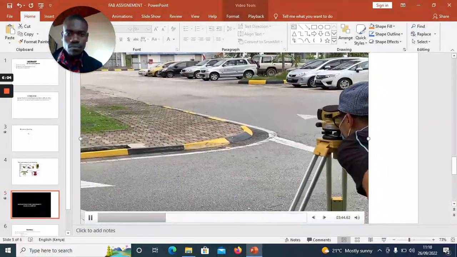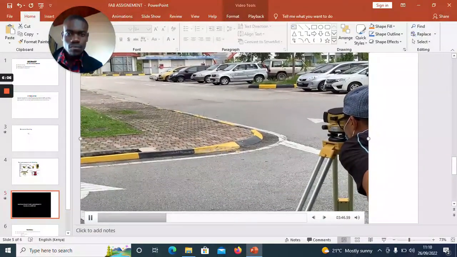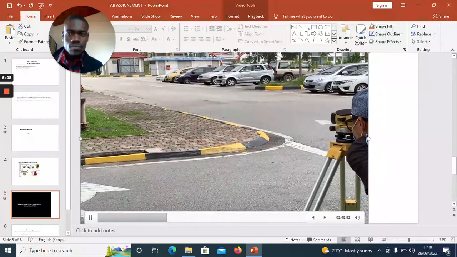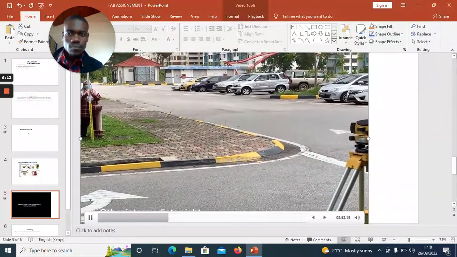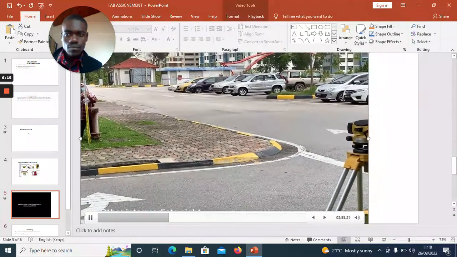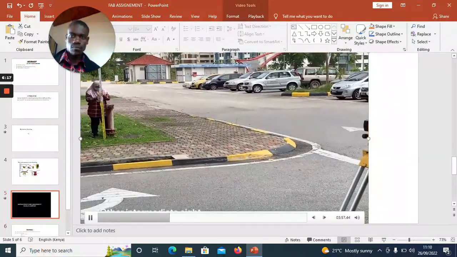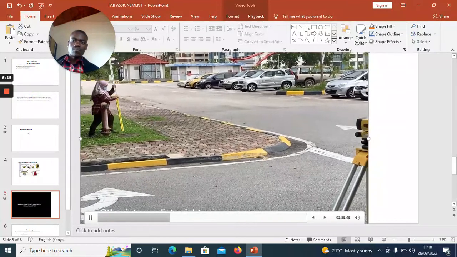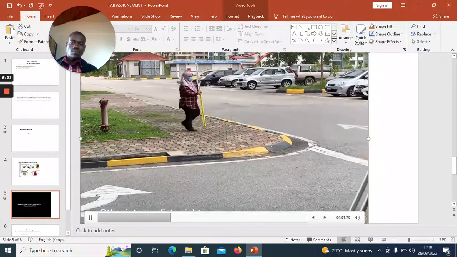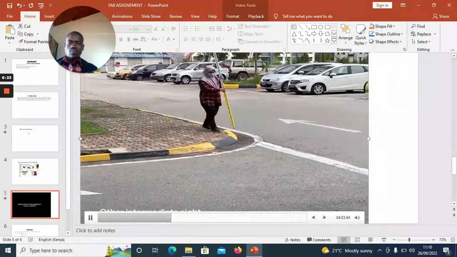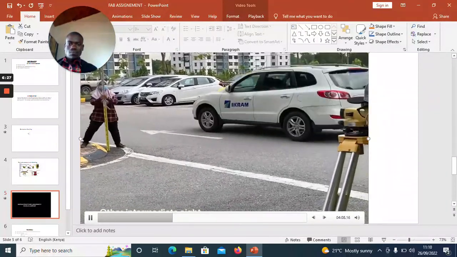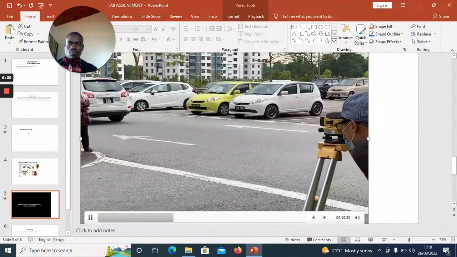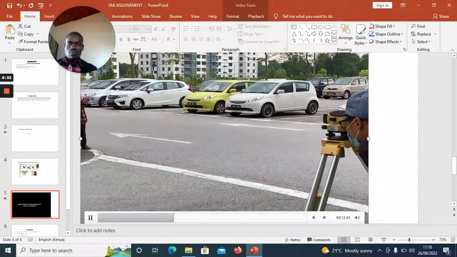Zainul is taking the intermediate side reading from the same outer level setup just now. So let's say we already finished taking that intermediate side reading. What we are going to do next is we are going to change the staff position to the next intermediate side. For example, we are taking the curb. Okay, so we are going to put our staff right at the curb, and we are going to take the reading again as our intermediate side.